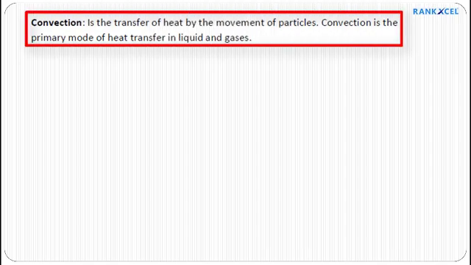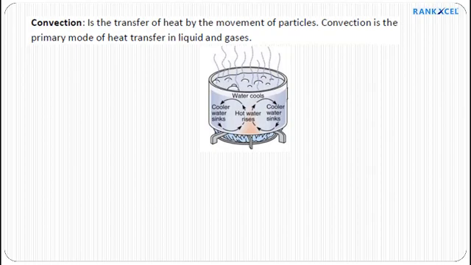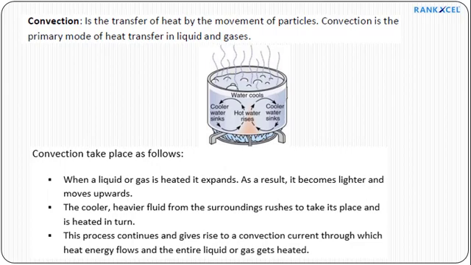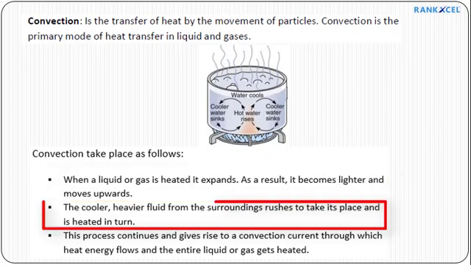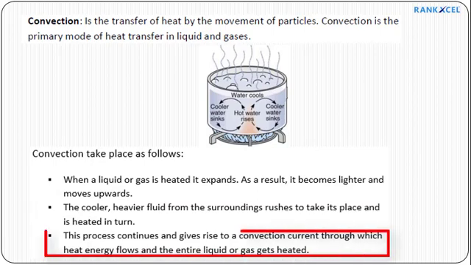Convection is the transfer of heat by the movement of particles. Convection is the primary mode of heat transfer in liquids and gases. Convection takes place as follows: when a liquid or gas is heated, it expands. As a result, it becomes lighter and moves upwards. The cooler, heavier fluid from the surroundings rushes to take its place and is heated in turn. This process continues and gives rise to a convection current through which heat energy flows and the entire liquid or gas gets heated.